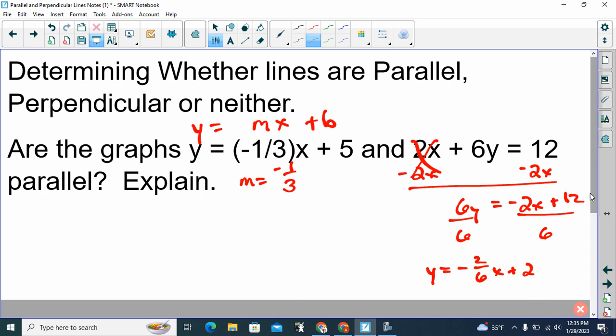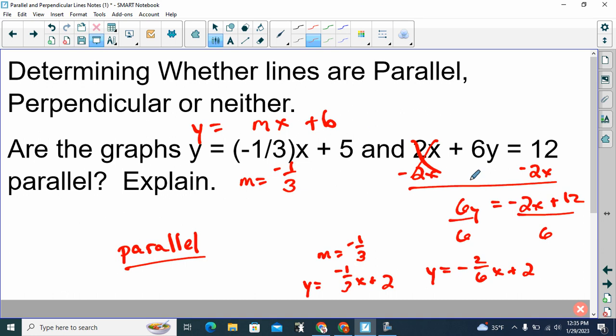We always want to reduce if we can. 2 and 6, I can divide those both by 2. So this equation says y equals negative 1/3 x plus 2. Slope of this line is negative 1/3. Slope of this line was negative 1/3. They are parallel lines. Explain, I would make sure I have this work on here, and then I would state that both slopes are equal to each other. Both slopes are negative 1/3.